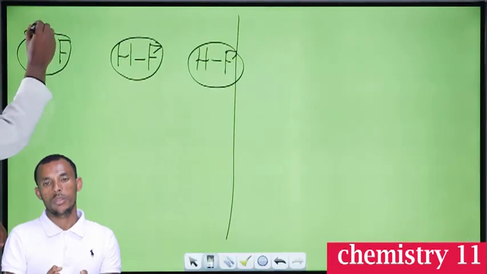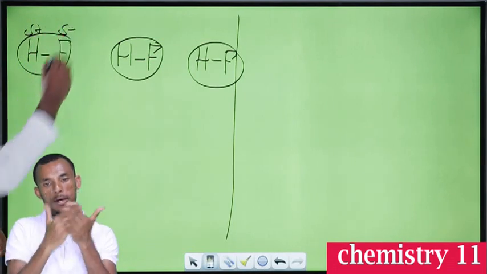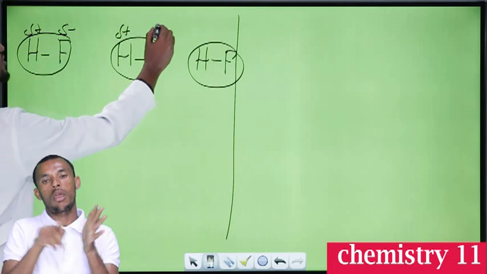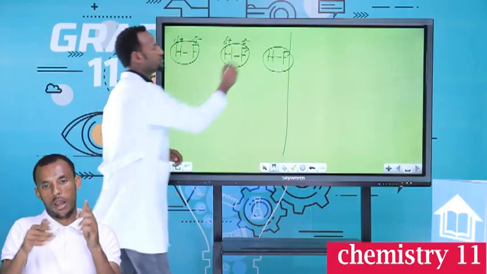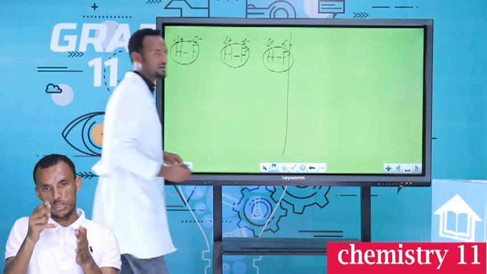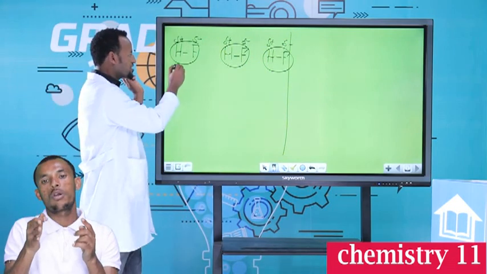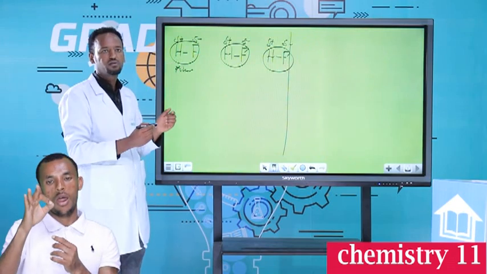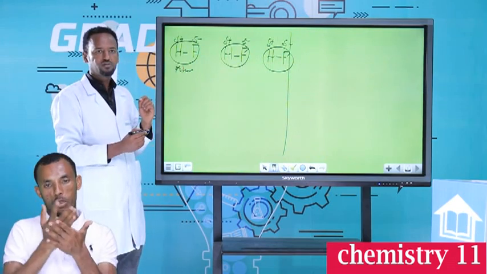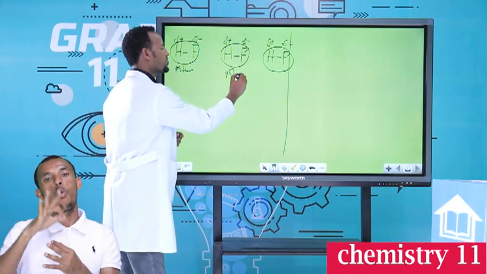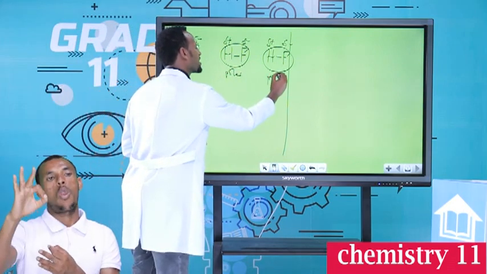Hydrogen is partially positive, fluorine is partially negative. Now, HF is already polar. Why polar? Because there is polarity between H and F. The bond is a polar bond, and the molecule is a polar molecule.